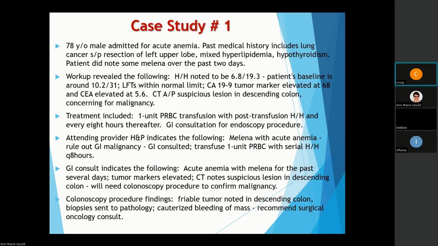Because the attending provider documented melena with acute anemia. So we don't know for sure yet if they have cancer because we don't have path results yet. That's right. So that's why it's important for the follow-up review because, like we said in previous class, the primary diagnosis can change depending on the result of the follow-up notes and exam.